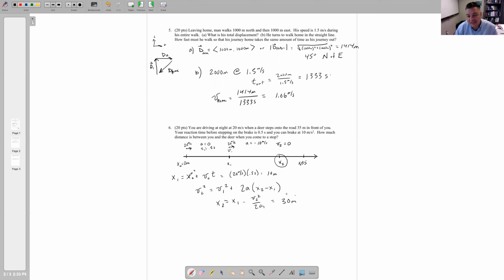So honestly, on the test, if you got to here, and I understand there's some nerves involved when tests are taken, and I remember last year some people said 30 meters, I'm at 30 meters, I'm done with the problem. Really, you're 5 meters away from the deer, which is what the question was. But you were basically there.